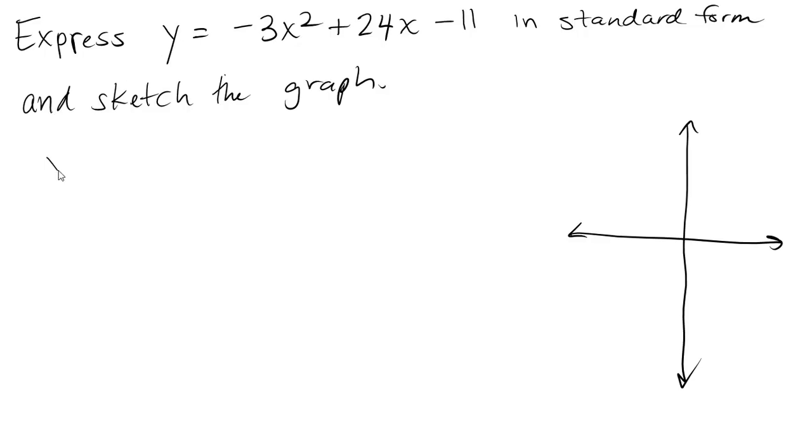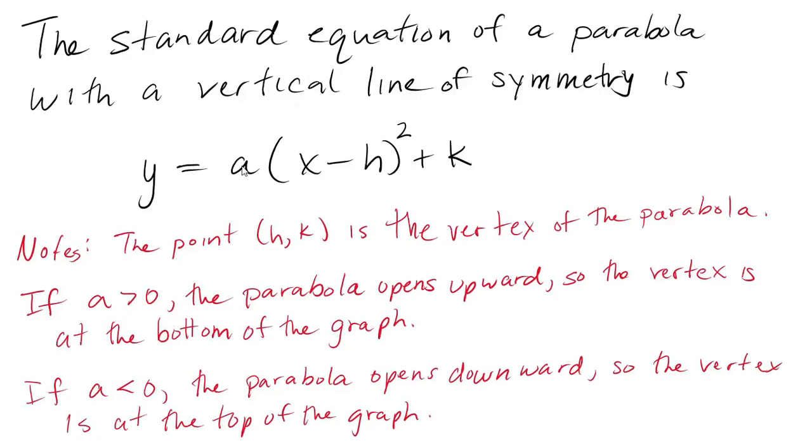We get kind of stuck. So instead what I'm going to do is factor a negative 3 out of those first two terms. So negative 3 times x squared gives me negative 3x squared. Negative 3 times negative 8x would give me positive 24x. I'm going to leave myself a little bit of space to complete the square inside the parentheses and then subtract 11. You can already see this taking shape. The negative 3 is the a in the standard equation.